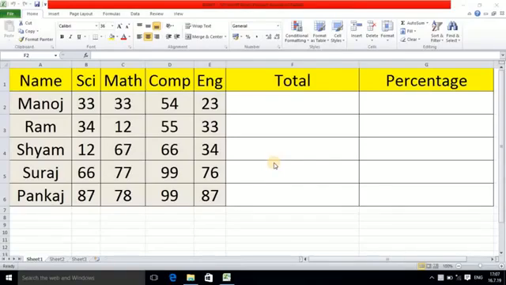Hello guys, in today's tutorial we will see how you can calculate the total and percentage in an Excel sheet.